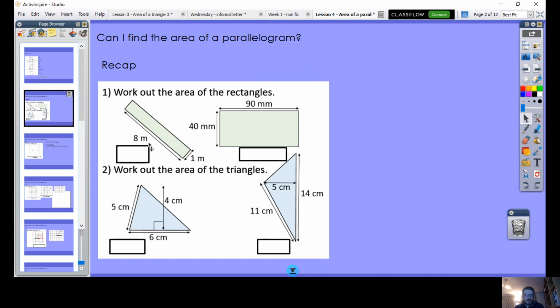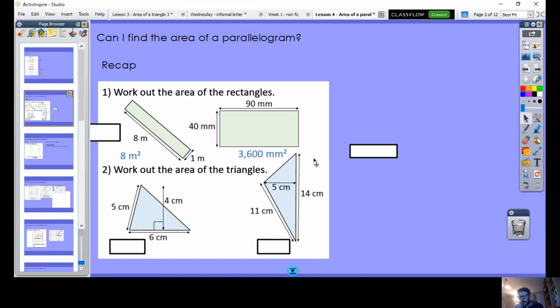Okay, so the first one, we've got two rectangles. So we need to multiply the width by the height. So this one will be 8 times 1. We've got 8 meters squared. So remembering when we're doing the area, our units must be squared units. This one, we've got 90 multiplied by 40. So we've got 3,600 millimeters squared.